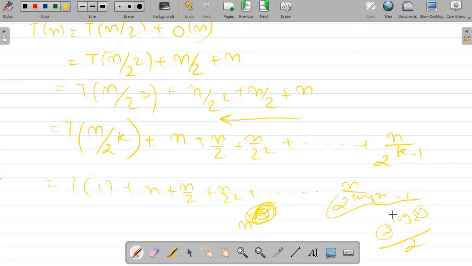Log 2 base 2 becomes 1, and hence this whole region becomes n. So the value for this, the denominator, is n by 2, and hence what we can do is we can just simply replace this denominator by n by 2, and hence this becomes as 2.